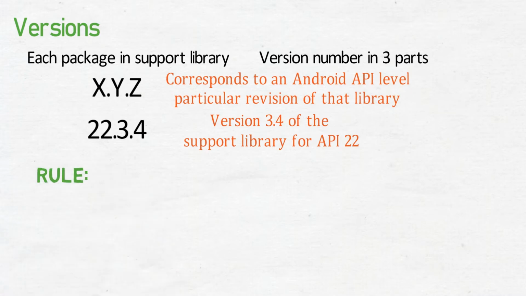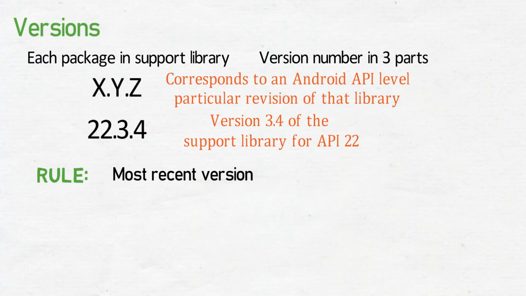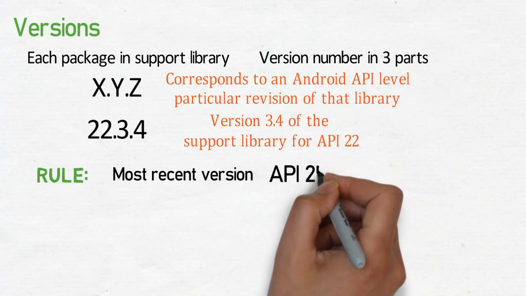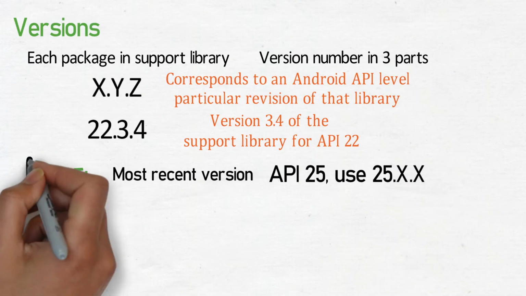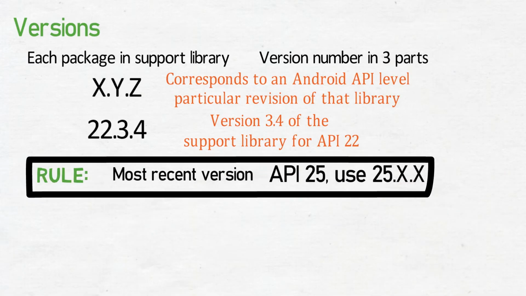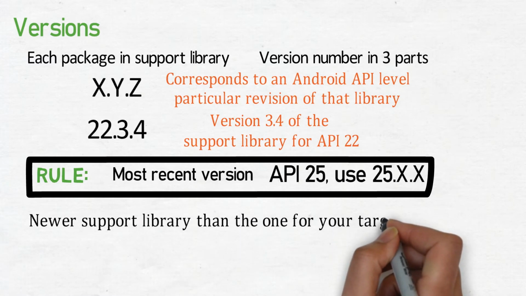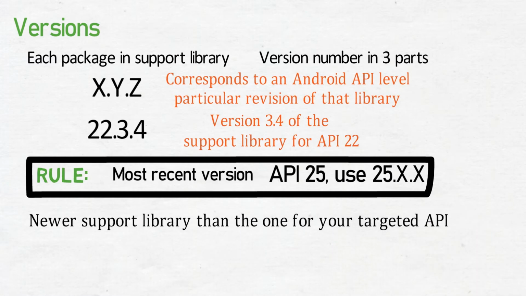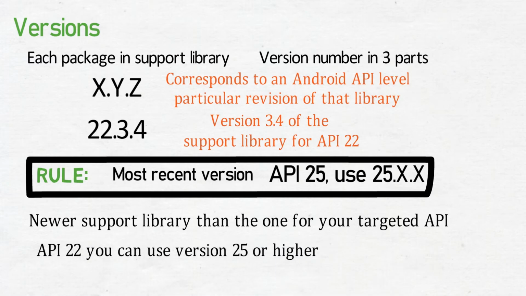As a general rule, use the most recent version of the support library for the API your app is compiled and targeted for, or a newer version. For example, if your app targets API 25, use the version 25.x.x of the support library. You can always use a newer support library than the one for your targeted API. For example, if your app targets API 22, you can use version 25 or higher of the support library.